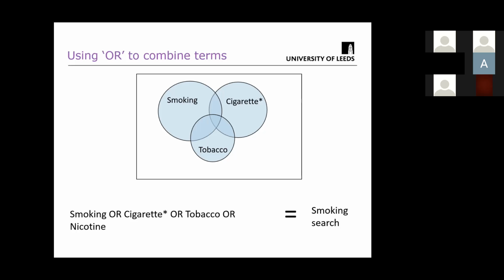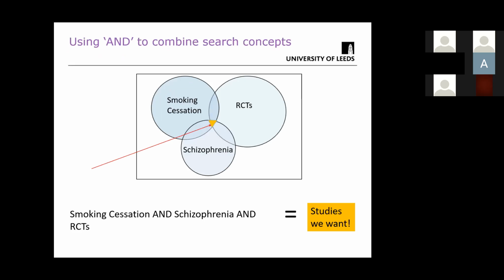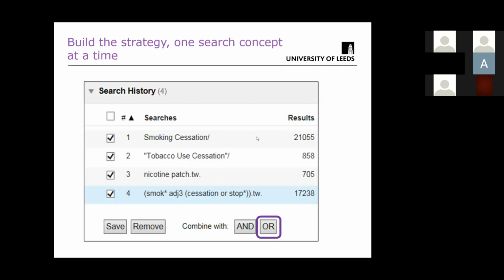Then, once we've designed our first concept, we combine the three different concepts using AND. So here in this example, I have a nice big set of references to do with smoking cessation. I have another nice big pool of references that are purely about RCTs in any topic. And then I have a nice pool of references to do with people with schizophrenia. What we're interested in is the intersection of these three types of papers. So where this small little yellow triangle is, it's the combination of RCTs, looking at people with schizophrenia, and tools for smoking cessation.